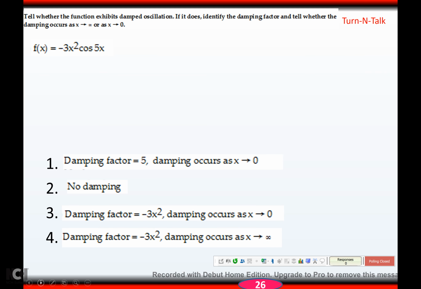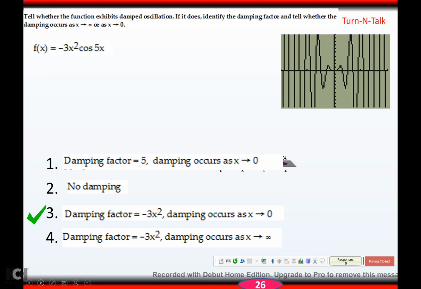Hit pause, come back when you're ready. And hopefully you got the damping factor is negative 3x squared, and the damping occurs as x approaches 0.